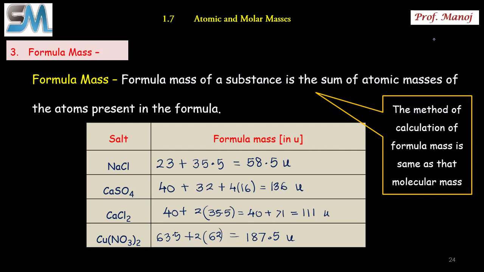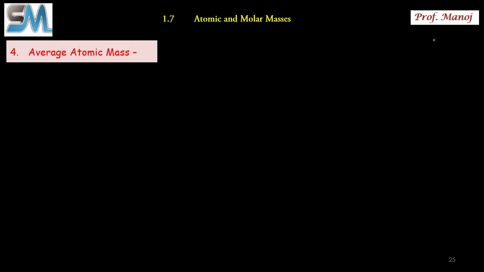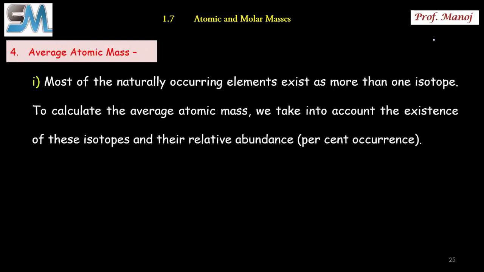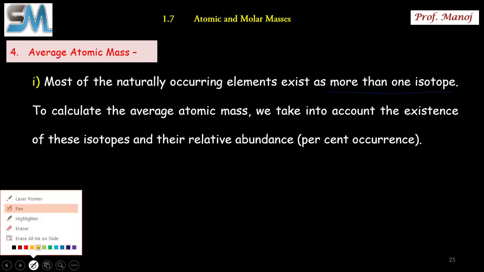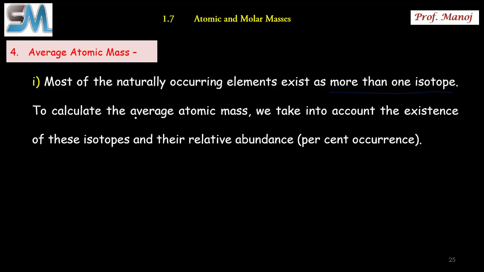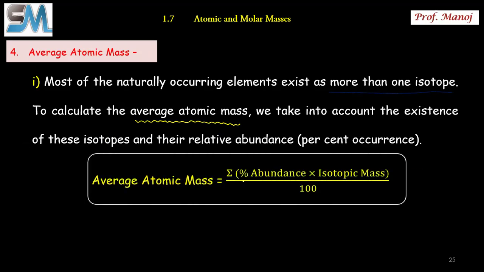After formula mass, let us go ahead to another small concept called average atomic mass. As you know, almost all the naturally occurring elements occur as one or more than one isotopes. So when so many isotopes are present, how can you report an atomic mass? For that, they found out a method called average atomic mass. For that, they use a very simple formula: percent abundance into isotopic mass of all isotopes, summation, divided by 100 gives you the average atomic mass.